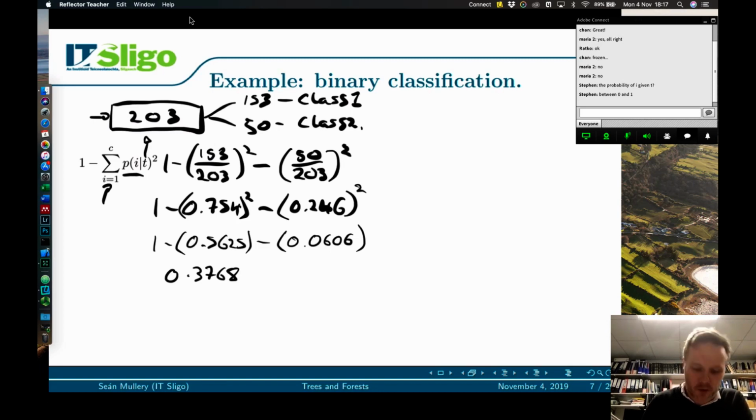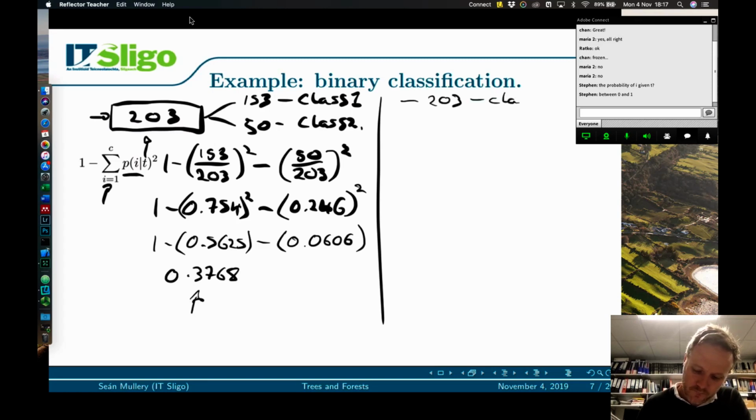Now, if you go through this, you can basically find that if we were to split this 203 as evenly as possible, you're going to end up with a bigger number than that. But let's say we were to split it like this: out of the 203, class 1 has all 203 of them, and 0 for class 2. Okay. How would this work?